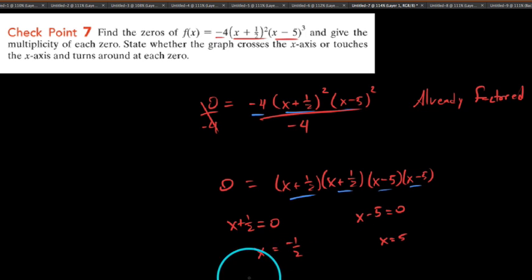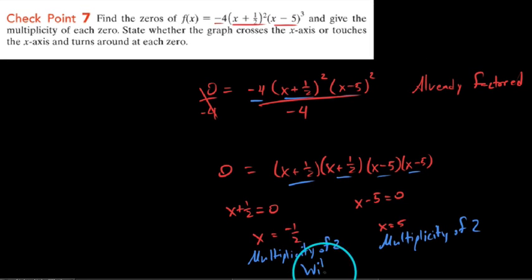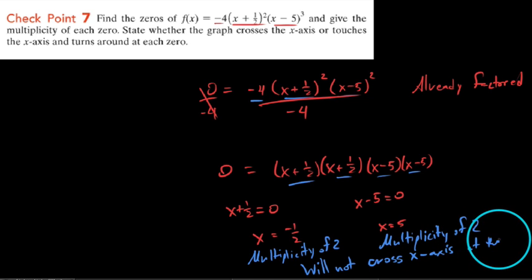So we're going to make a little note here. We're going to say that this has a multiplicity of 2. And the same is true for our 5 over here. This is a multiplicity of 2. And so we're going to make a little note here. We're going to say will not cross the x-axis at these x values, because we have even multiplicity at each.